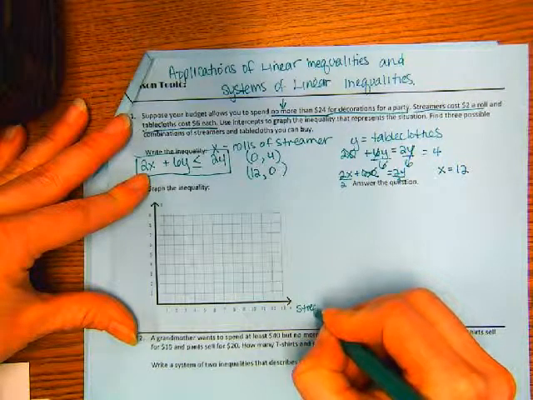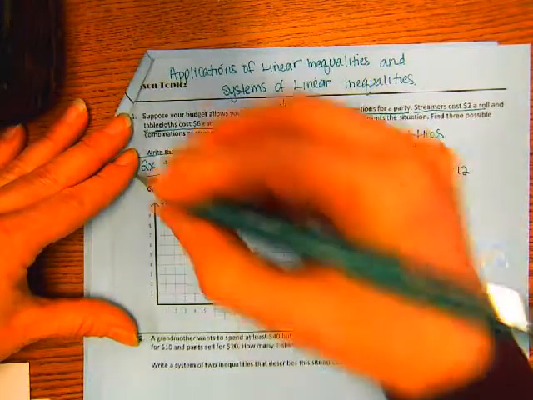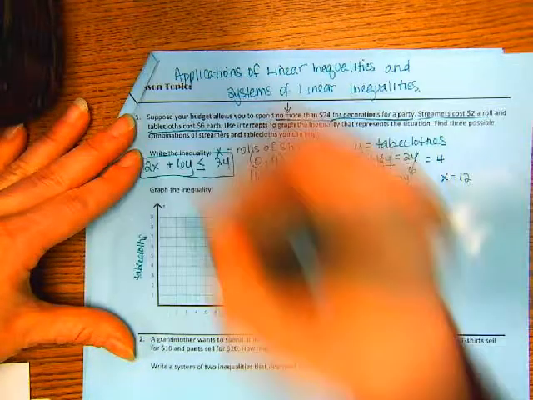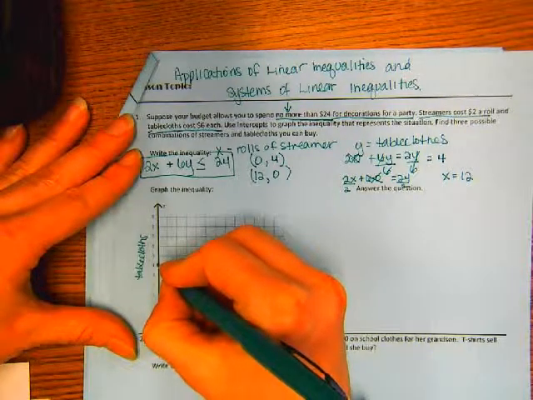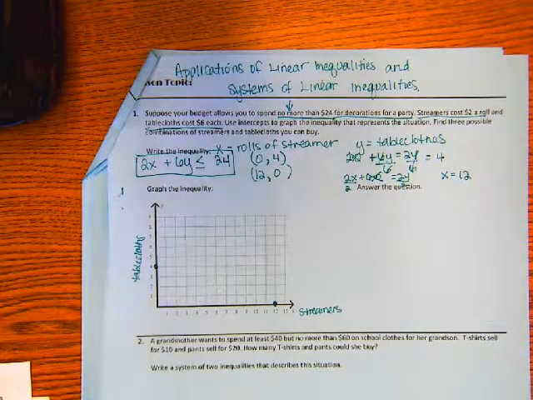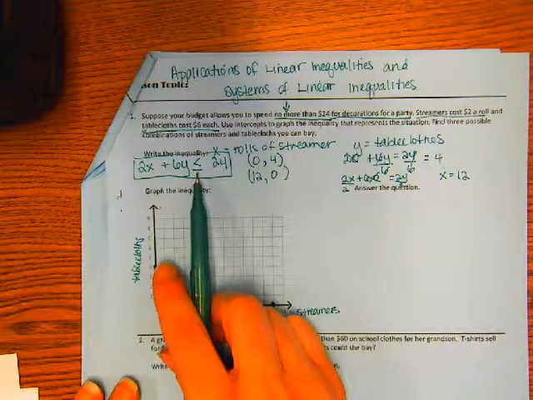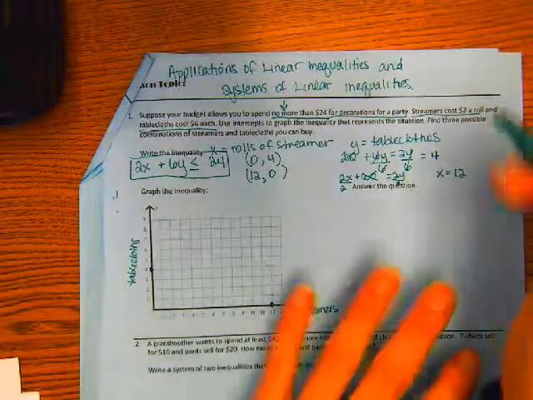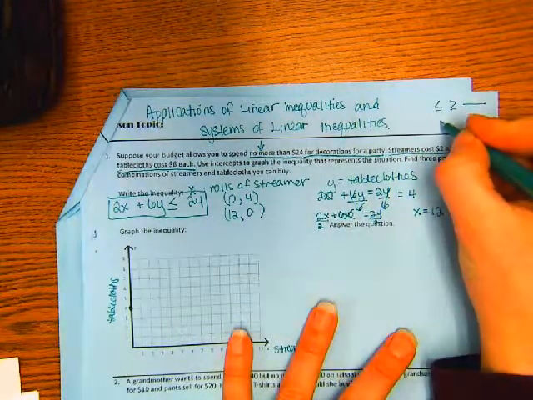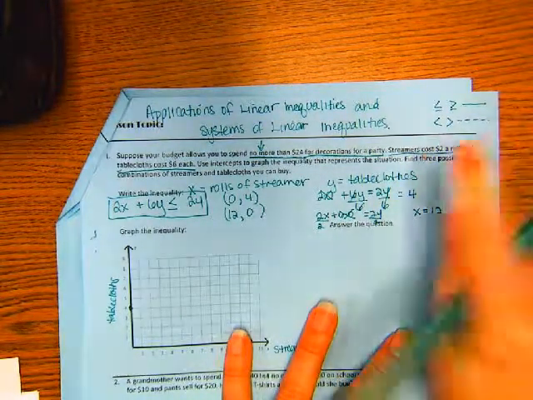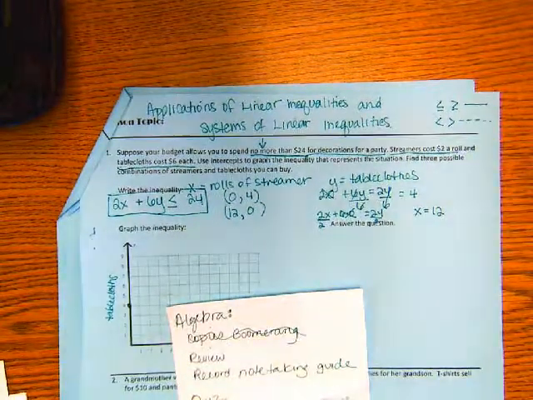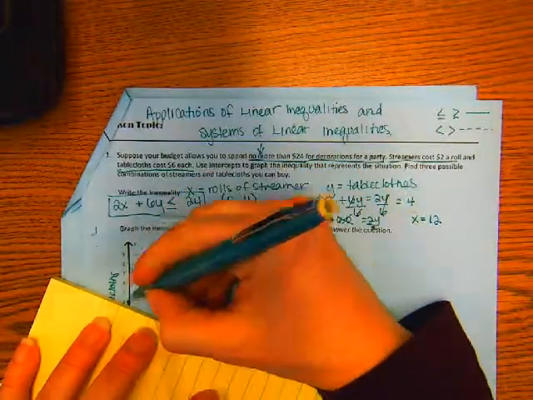So I'm going to graph those things. I'm going to label my axes. So this is the rolls of streamer, and this is the tablecloths. And I'm going to go ahead and put my y-intercept on the y-axis, my x-intercept on the x-axis. From before, this boundary line is going to be solid. Remember, we've learned before that this is a solid boundary, meaning it includes the line, and when they would be just less than or greater than, it is a dotted line or dashed line.